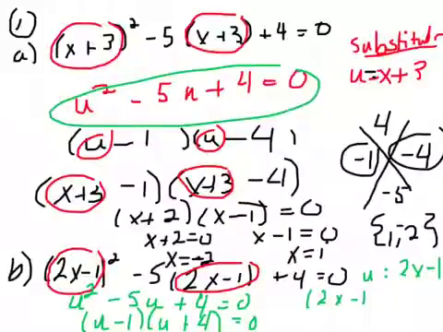I get 2x minus 1 minus 1 times the other one would be 2x minus 1 minus 4 equals 0. And then you could go solve that. I'm out of space, so I'll leave that for you to do, but you would just say, well, that'd be 2x minus 2 times 2x minus 5 equals 0. And we could solve those pretty easily. Let's look at the c part.